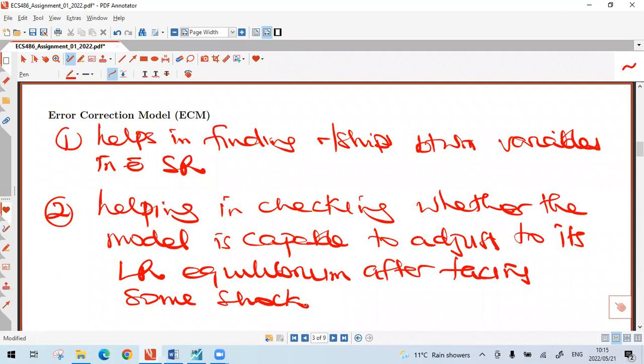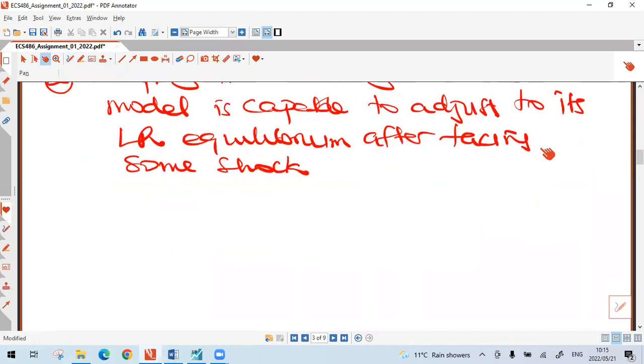So how do we check that? How are we going to do it in EViews? We're going to run, yes, the ECM. We have our ECM there. The results are there. We're actually going to copy from EViews, and paste it on our Word document. But how then are we going to be able to check whether the model is capable to adjust to its long run equilibrium after facing some shock? How are we going to do that? Right? So that's what you want to learn. So when you go there, it's much easier. Okay, let's move on.